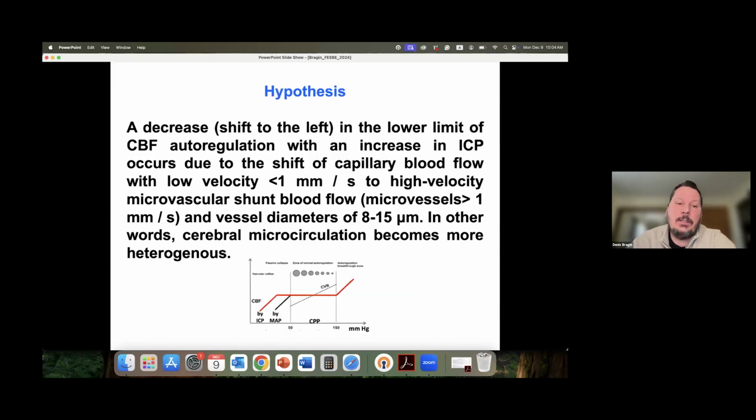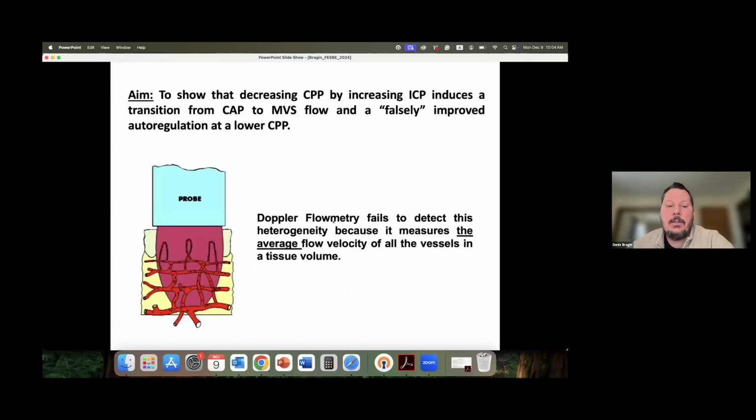And we hypothesize that a decrease in the lower limit of cerebral blood flow regulation with increase in ICP occurs due to a shift from capillary blood flow to high velocity non-nutritive microvascular shunt flow in high vessel diameters. And cerebral microcirculation becomes more heterogeneous. And we aim to show that this was falsely improved as measured by Doppler probes, which just do an average of all vessel flow velocity in the tissue.